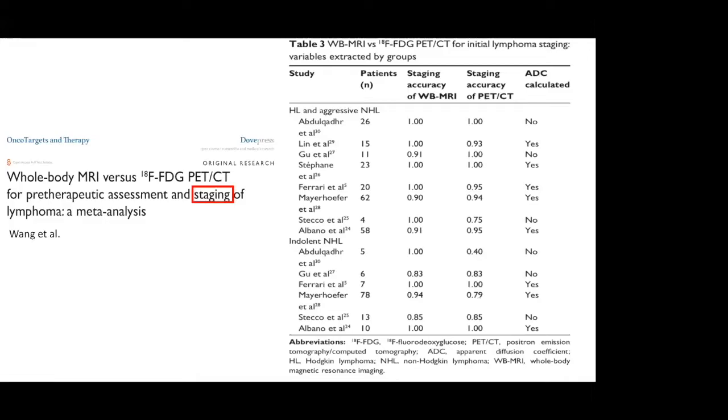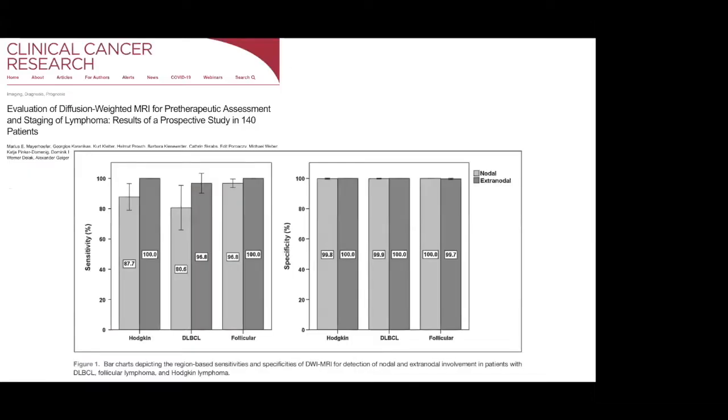Now, why is that? Indolent non-Hodgkin lymphoma has variable FDG avidity in the first place. And secondly, for instance, small lymphomas tend to be in the stomach, and those are particularly difficult to pick up with PET-CT. So I'm just highlighting this one paper from my group, because it's such an important paper in the field. It's a prospective study in 140 patients.